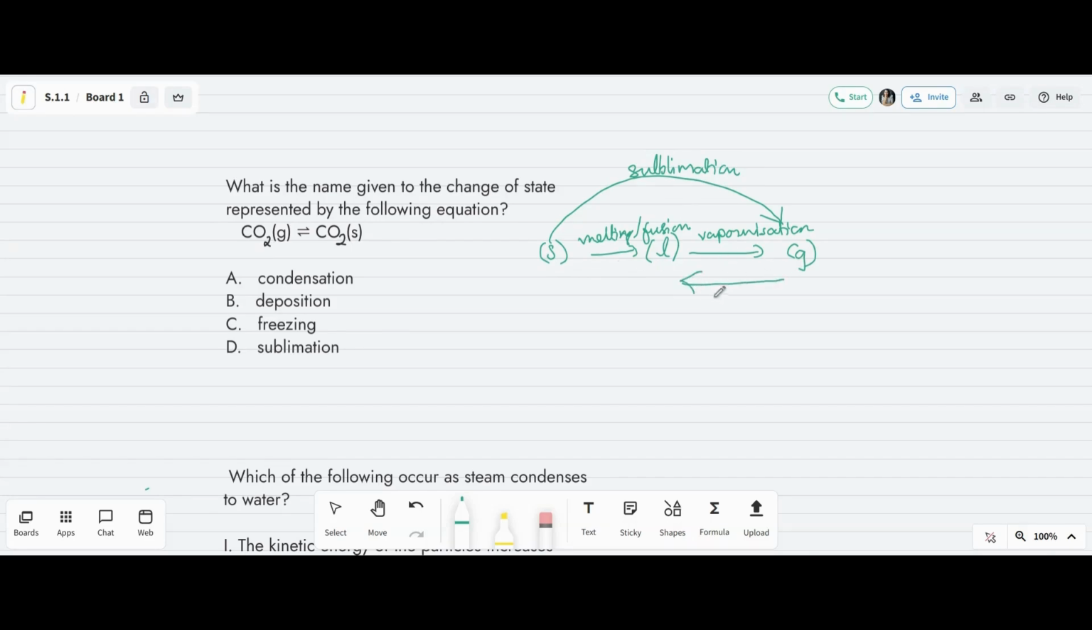Gas to liquid is called condensation. Liquid to solid is called freezing. Gas to solid is called deposition. Here we have gas to solid, so that's deposition.